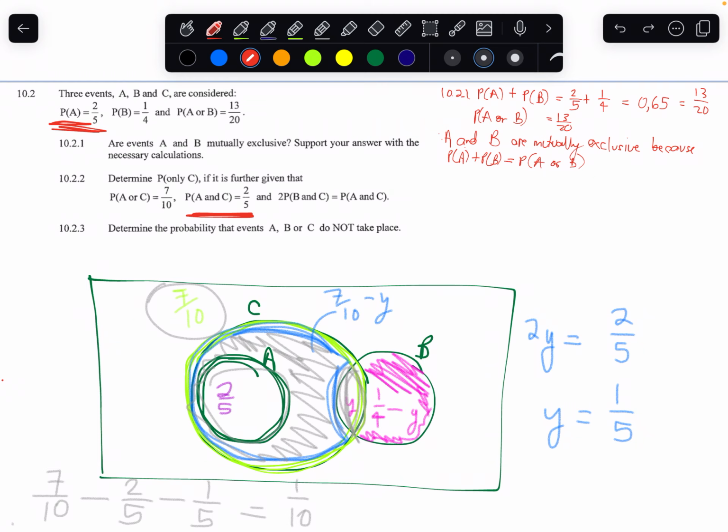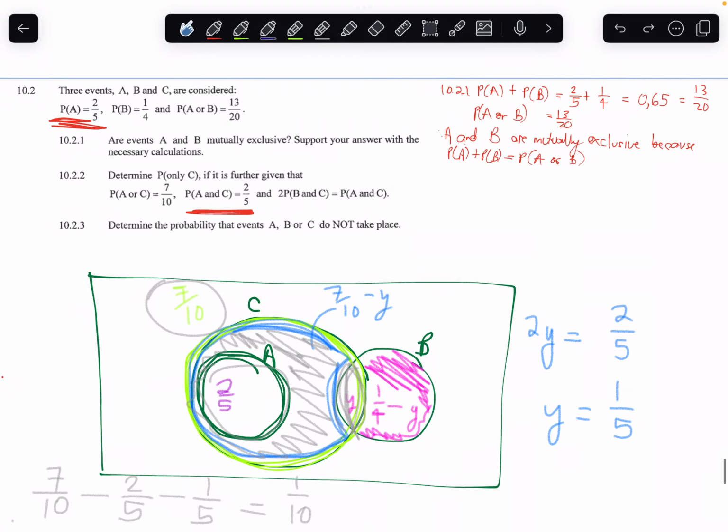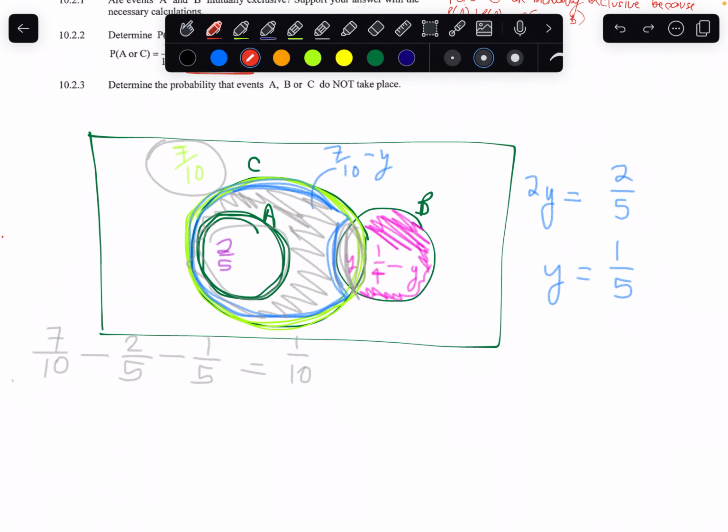Okay, so we know that the probability of A or B or C happening is going to be, so we know that C as a whole is 7/10, and then B is a quarter, but then we have to minus the intersection, which is the 1/5. Okay, and what does that come to? So that's 0.7 minus 0.2, so that's 0.5 plus a quarter, so that will be 3/4.